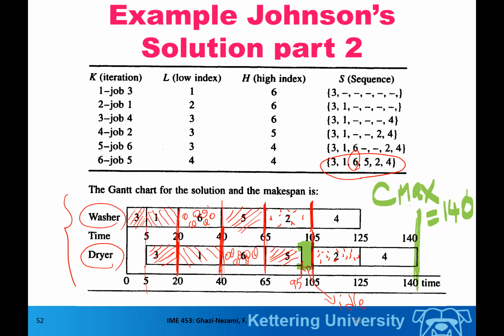So this is called Johnson's algorithm. So again, it is aiming at minimizing the Cmax or maximum completion time. And it's only for the cases that you have two back-to-back stations or flow shop.